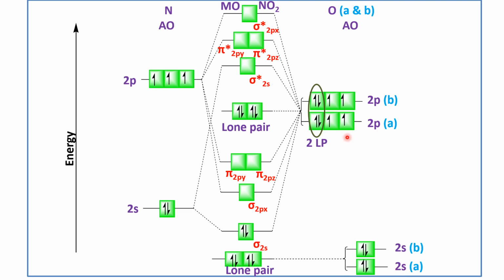Now how many electrons are remaining? 2 plus 2 plus 3. These electrons are filled using Hund's rule of maximum multiplicity. First they go into the sigma 2px, again into the sigma 2px, then into the pi 2py, pi 2pz, again into the pi 2py, pi 2pz, and the last electron goes into the sigma asterisk 2s. So this is the MO energy level diagram for the NO2 molecule.